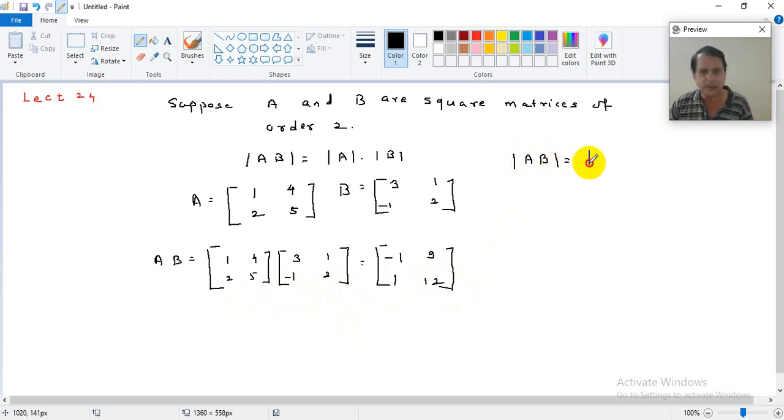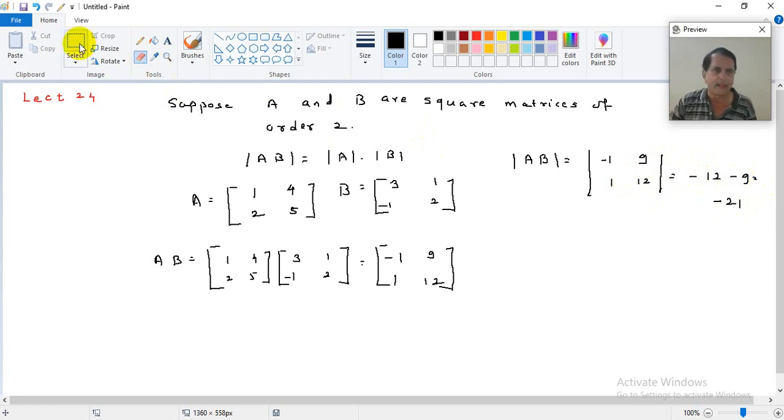So now what is determinant of AB? Determinant of AB is the determinant with rows minus 1 9 and 1 12. So what is the value? Minus 12 and minus 9, so the value is minus 21. Okay, I will erase this. It is minus 21.